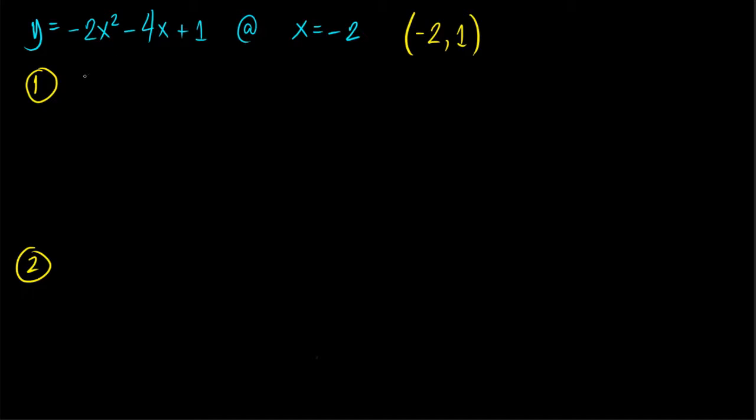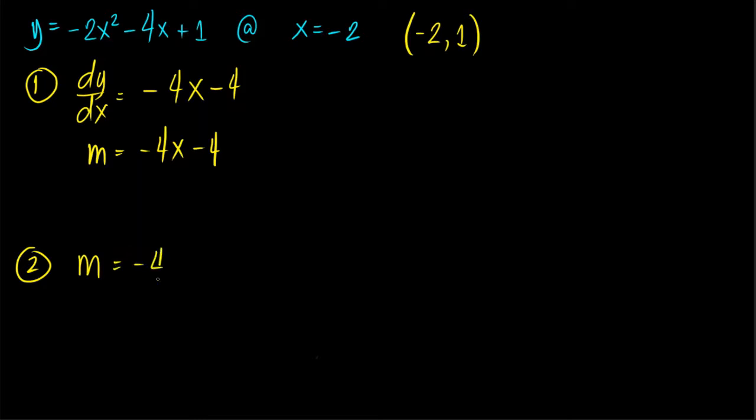Step 1. So, we derive. Dy over dx equals negative 4x minus 4. Negative 4x minus 4. Okay, this is the equation of our slope, negative 4x minus 4. And for step 2, substitute x with negative 2. So, m is equal to negative 4 times negative 2 minus 4. So, m is equal to negative and negative is positive 8, minus 4. Therefore, our m is 4.